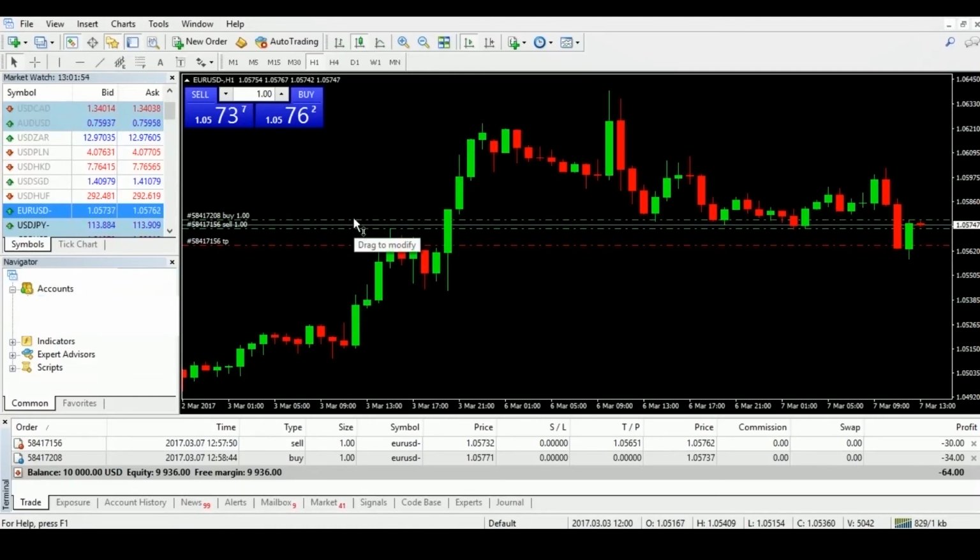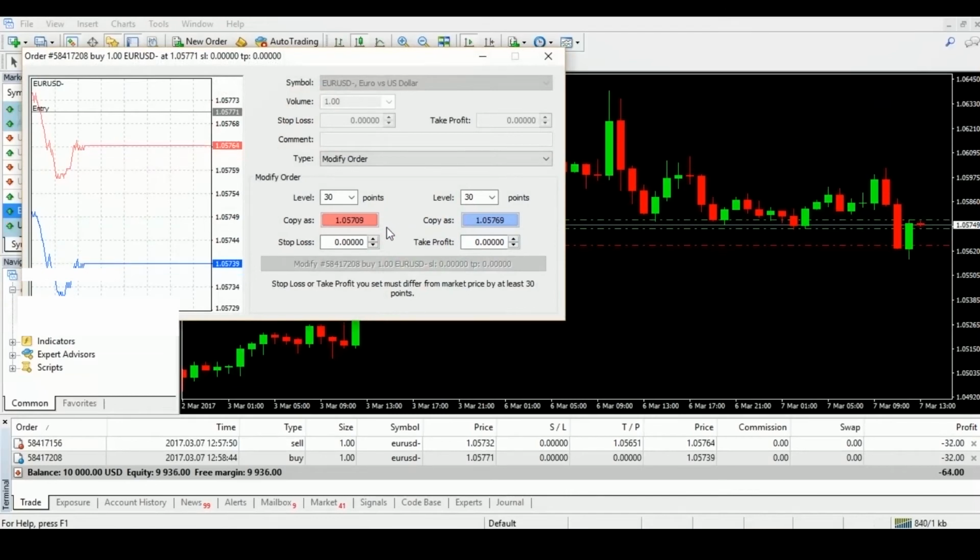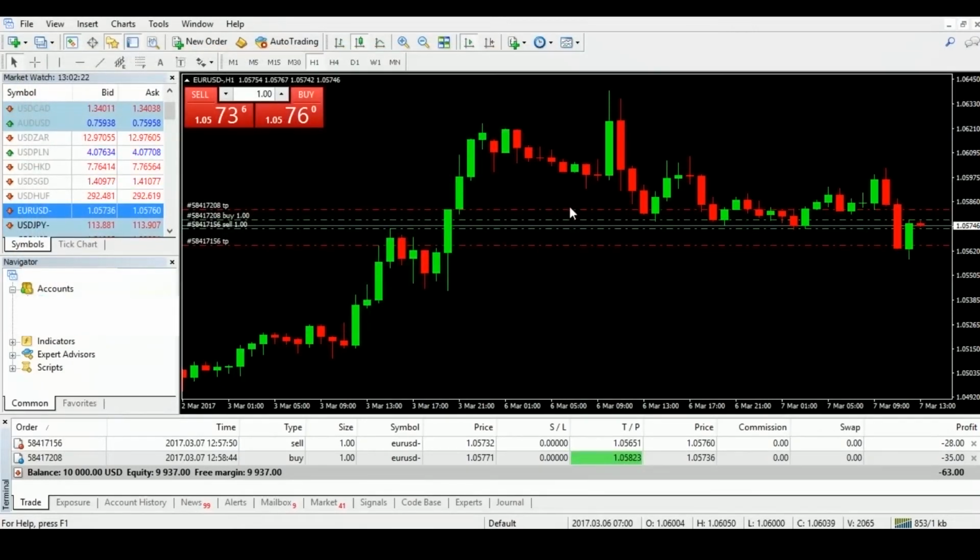Now, the second way, we're going to use your buy order to show you this way. You right click and you select modify. Now, how do you make a profit when you are buying? Price needs to move up. So we are going to say copy as, and then move price all the way to the top, and then just click, and your take profit has been set. Your take profit price will be set under TP.